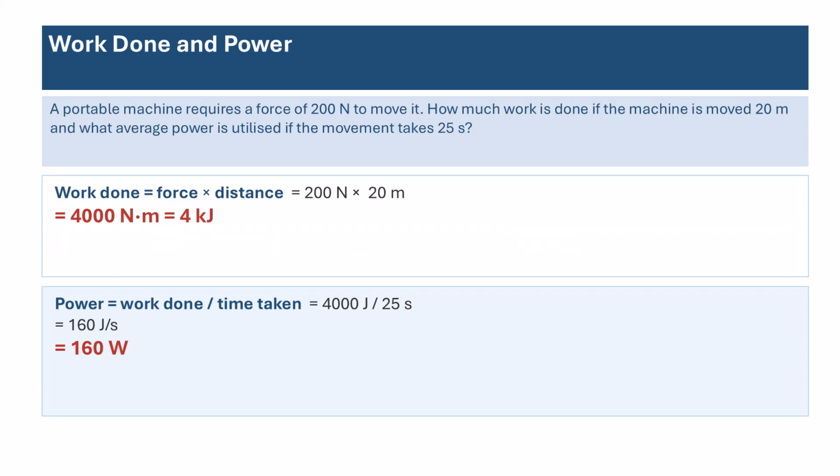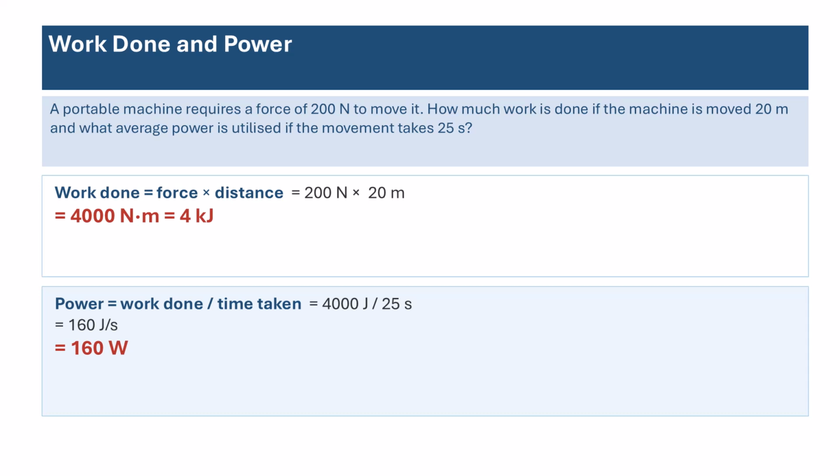This slide addresses two closely related quantities, work done and power. Work done is the product of force and displacement in the direction of that force. It is measured in joules, where 1 joule equals 1 newton meter. Power is the rate at which work is done, measured in watts, where 1 watt equals 1 joule per second.